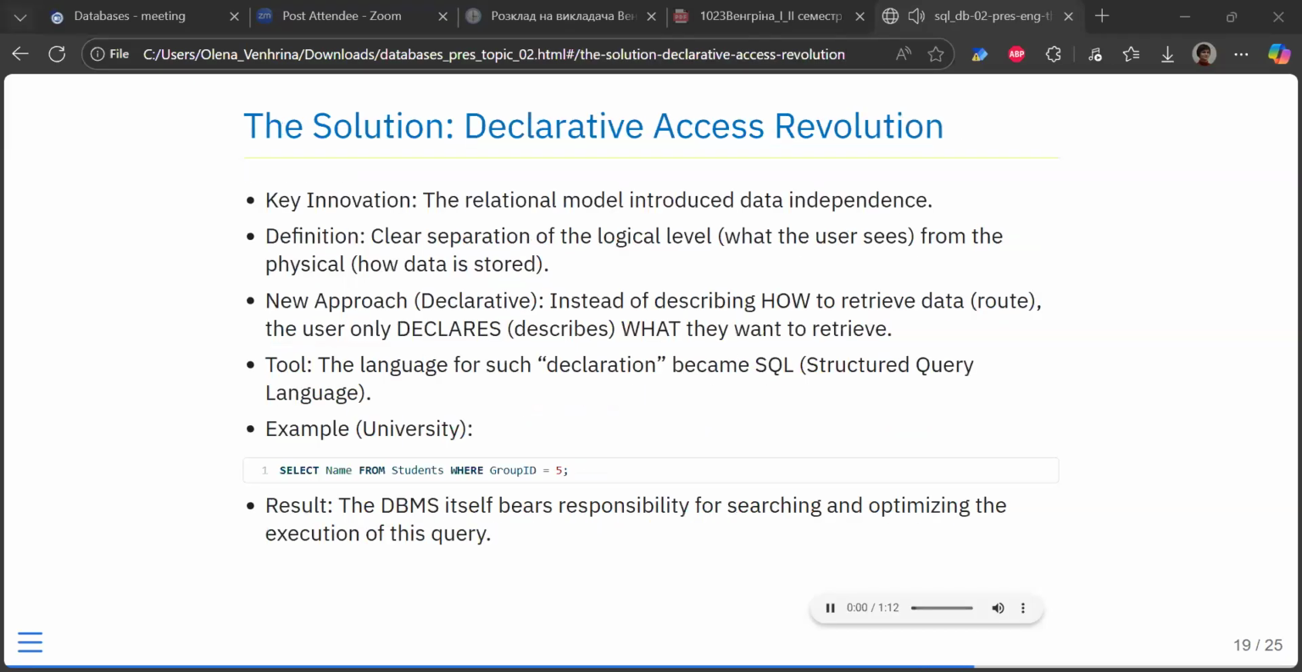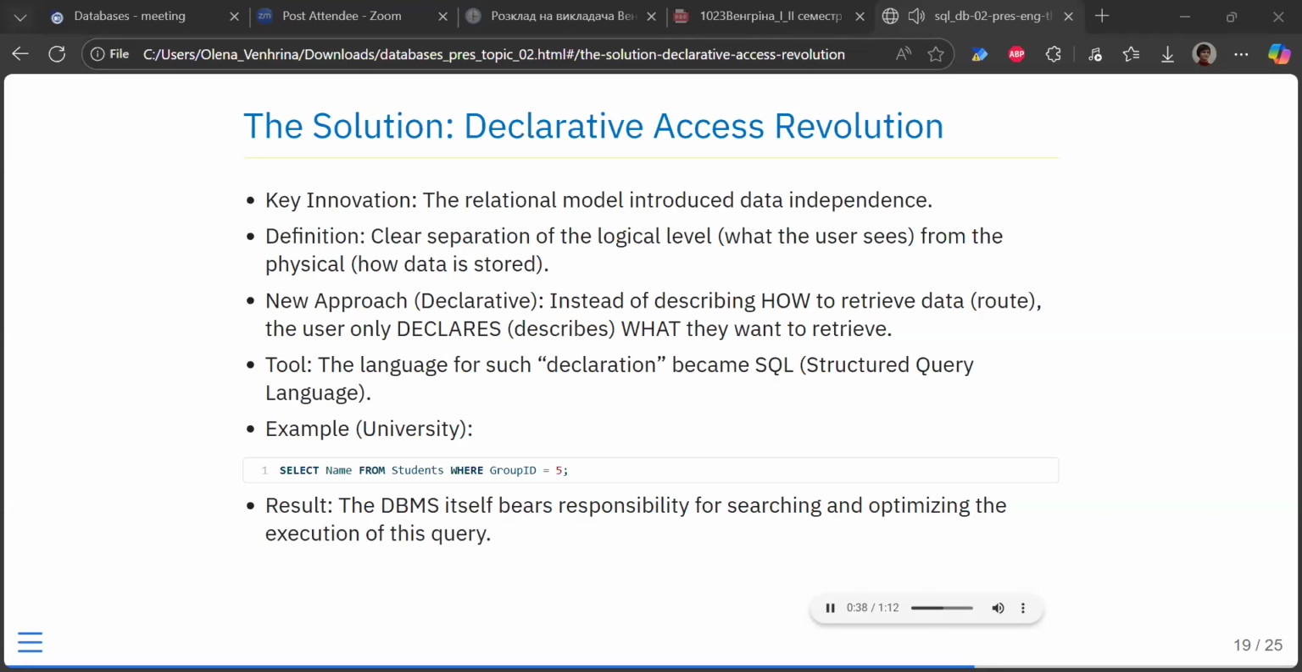On the previous slide, we saw the fragility and complexity of the procedural approach of old models. The relational model proposed a solution that is today the absolute industry standard. This is the concept of data independence. It means a clear separation of the logical level, that is, how the programmer or user sees the data, from the physical level, that is, how this data is actually stored on the disk. Thanks to this, a fundamental shift in approach occurred. The user no longer needs to describe how to get to the data by prescribing navigation via pointers. Instead, they only declare, that is, describe what they want to get.